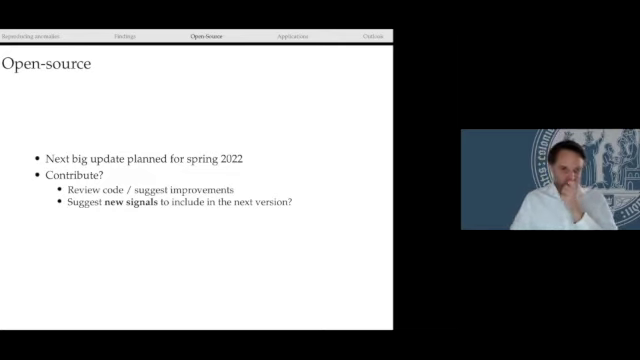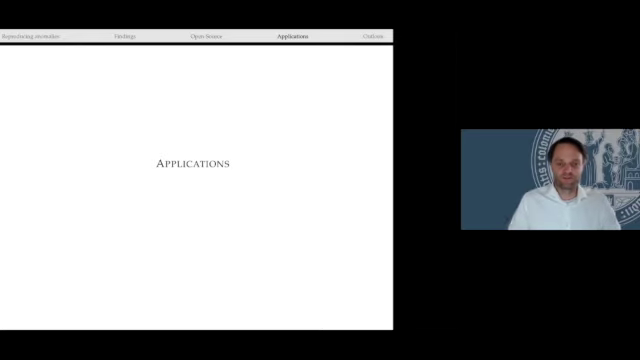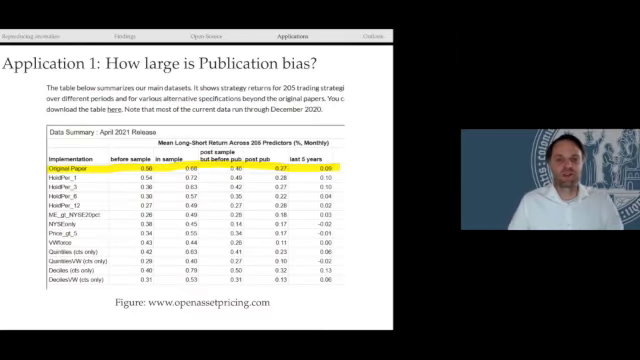All right. So much for the open source asset pricing project, and then I wanted to show you two applications of what one can do with the data. The first one is another paper that Andrew and I have written and published already. It's a paper about publication bias. And the question is, how large is publication bias?